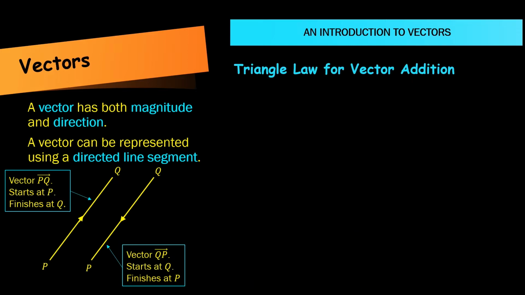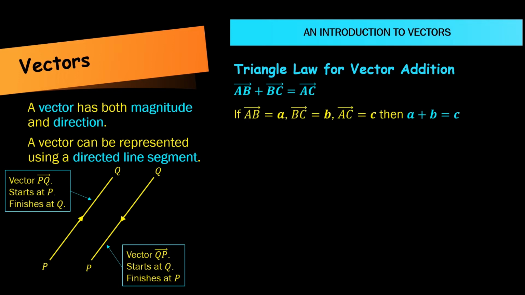Let's now take a look at the triangle law for vector addition. AB plus BC equals AC. If AB equals A and BC equals B and AC equals C, then A plus B equals C.